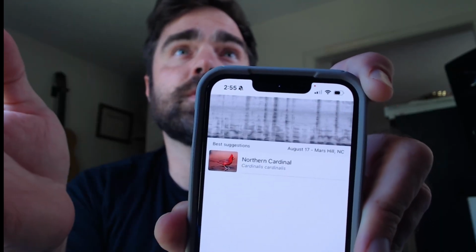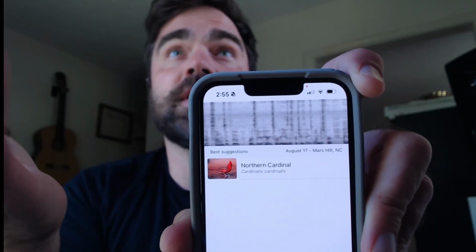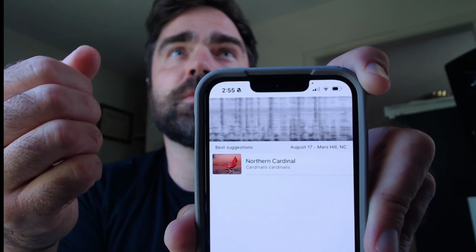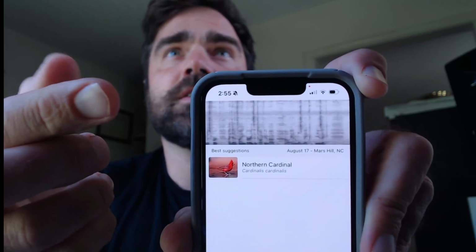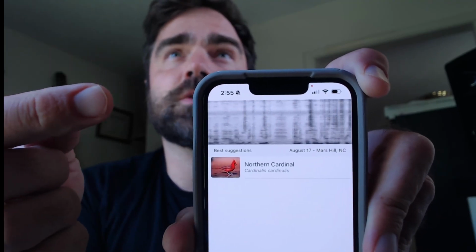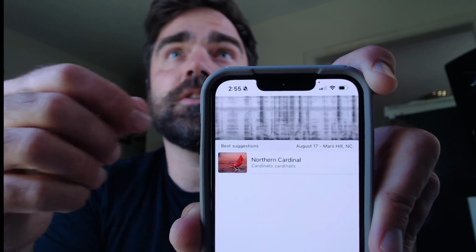So we're going to use this for two things. One, just for identifying birds and talking about how animals make music. And also because this is a free spectrogram, you can see my voice on here too.